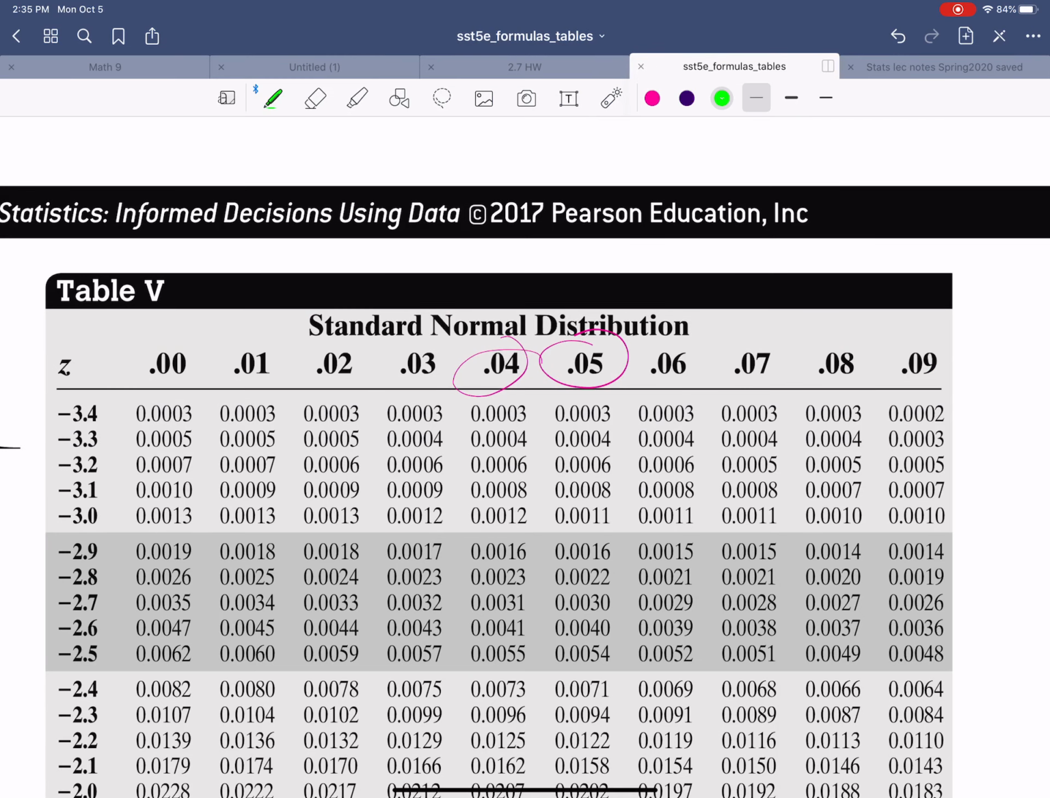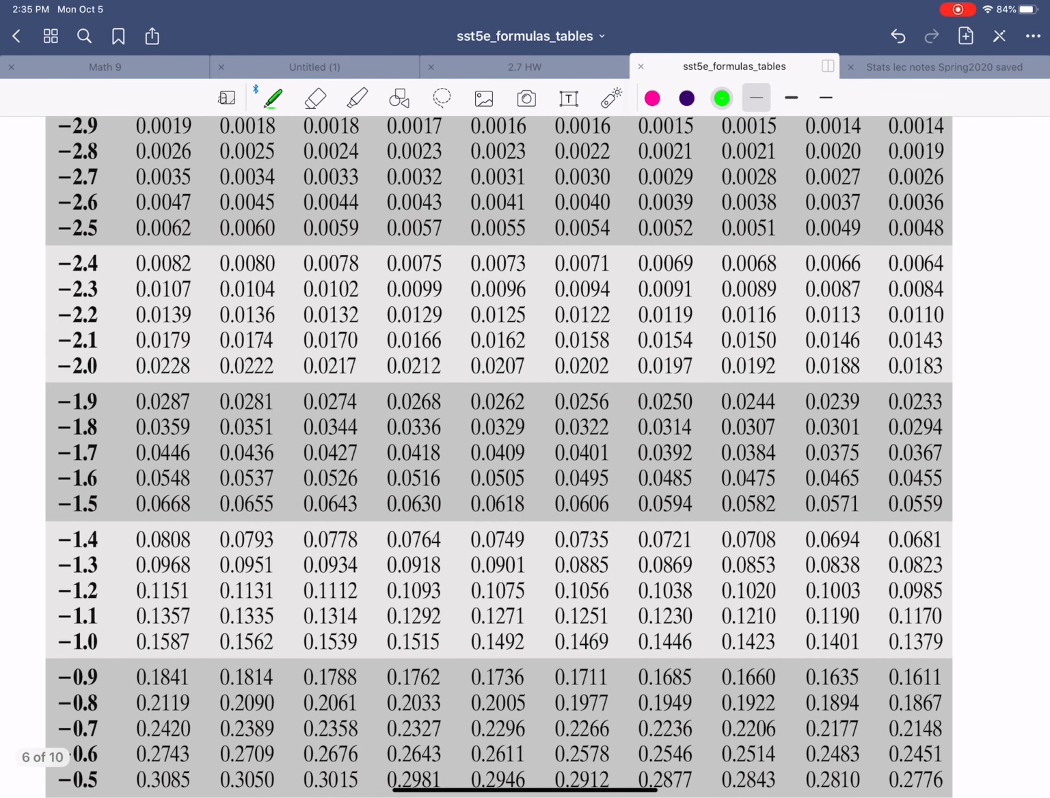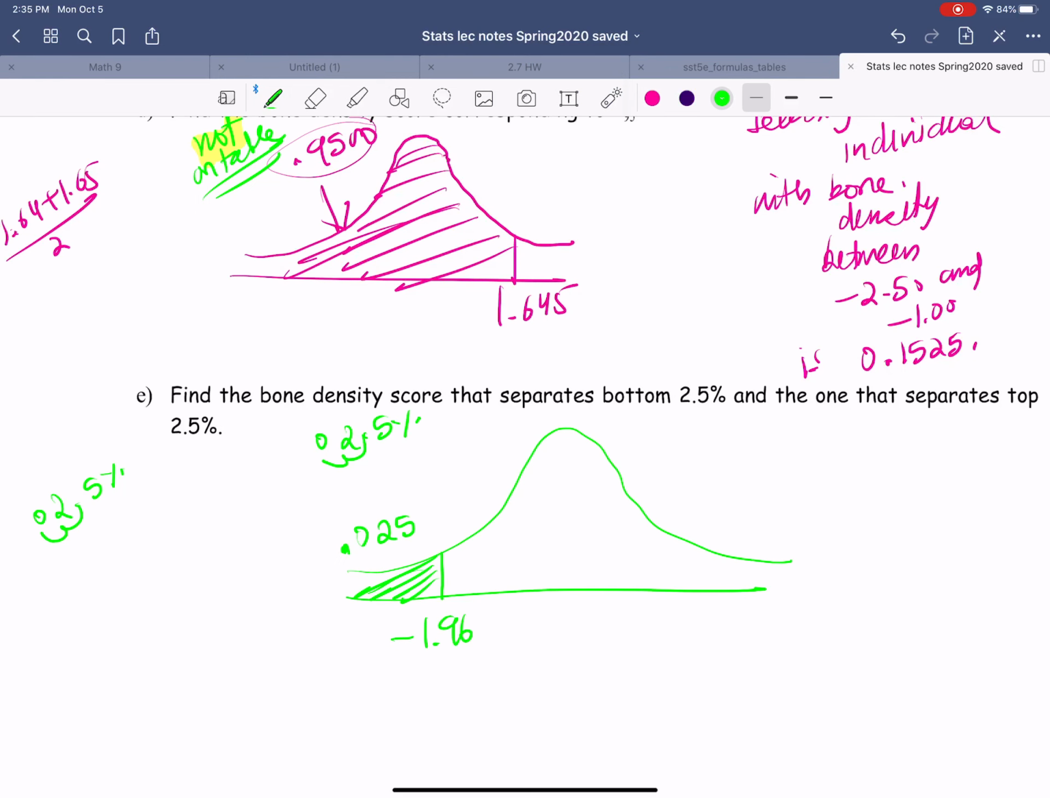Again, you can go to the z-score table and look for 0.025, not 0.0025, but 0.025. Here it is, 0.025, and it's going to be negative 1.96. Because this distribution is symmetric, I already know that the other side will be 1.96, the one that separates the top 2.5%, 0.025. Okay, and that's it for this video. This covered the standard normal distribution and uniform distribution.